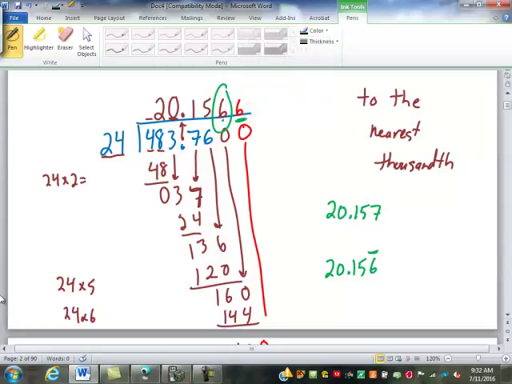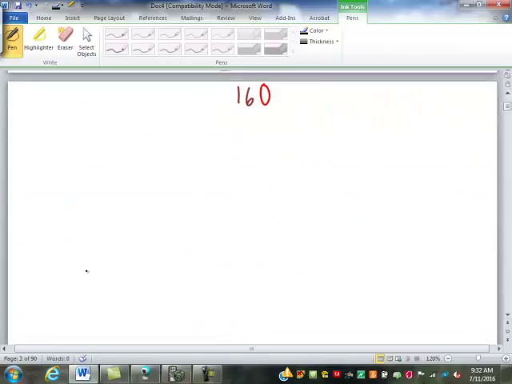What if I have something like, well, do this. We're going to go back to this. 4 elevenths, and I want to change it into a decimal.